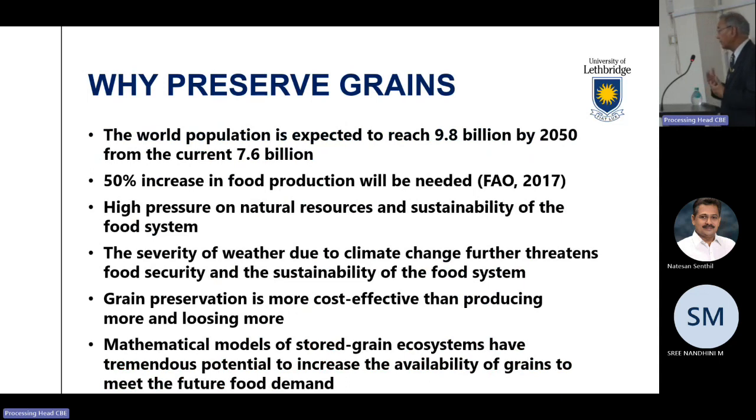So why do we need to preserve grains? Some of that I said at the beginning, so I won't repeat. Certainly the world population is growing. We need to produce more food to feed the people. I already talked about the effect of climate change.